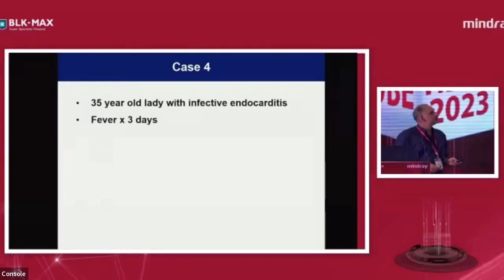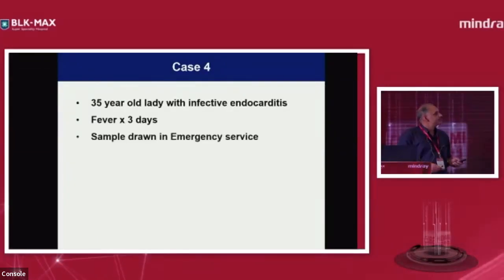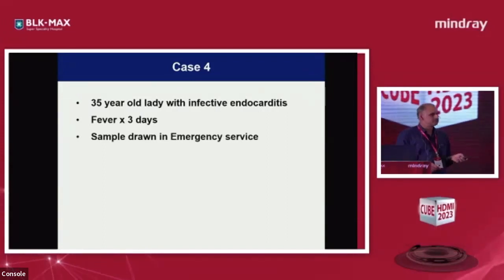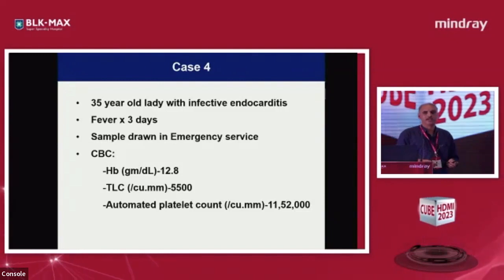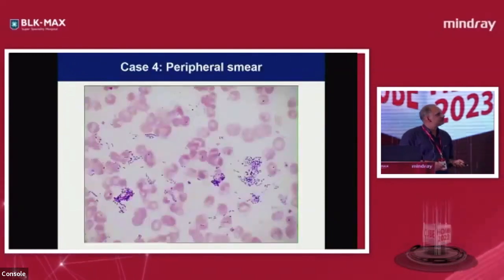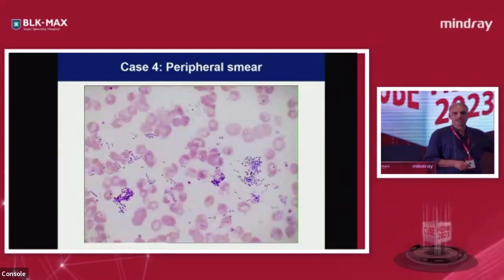Case 4. It's a lady with infective endocarditis, came with febrile illness. Sample was drawn in the emergency service. This was many, many years back. Automated platelet count is very high, almost 12 lakhs. The smear showed less count, and what we are seeing here is bacilli.